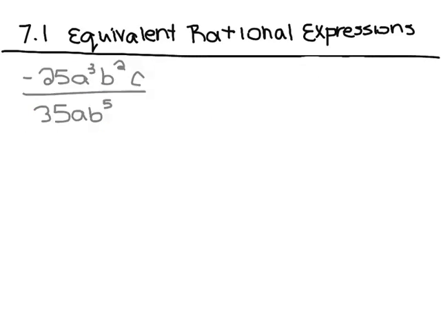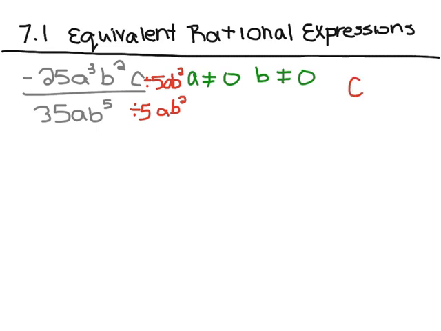When we simplify a rational expression, our first step is to determine our non-permissible values. So a cannot equal 0 and b cannot equal 0. From here we're going to simplify by a common factor. So for the coefficients, we can take out a 5, and we can also take out 1 a and 2 b's. So it's the greatest common factor, GCF. Remember to look for it.